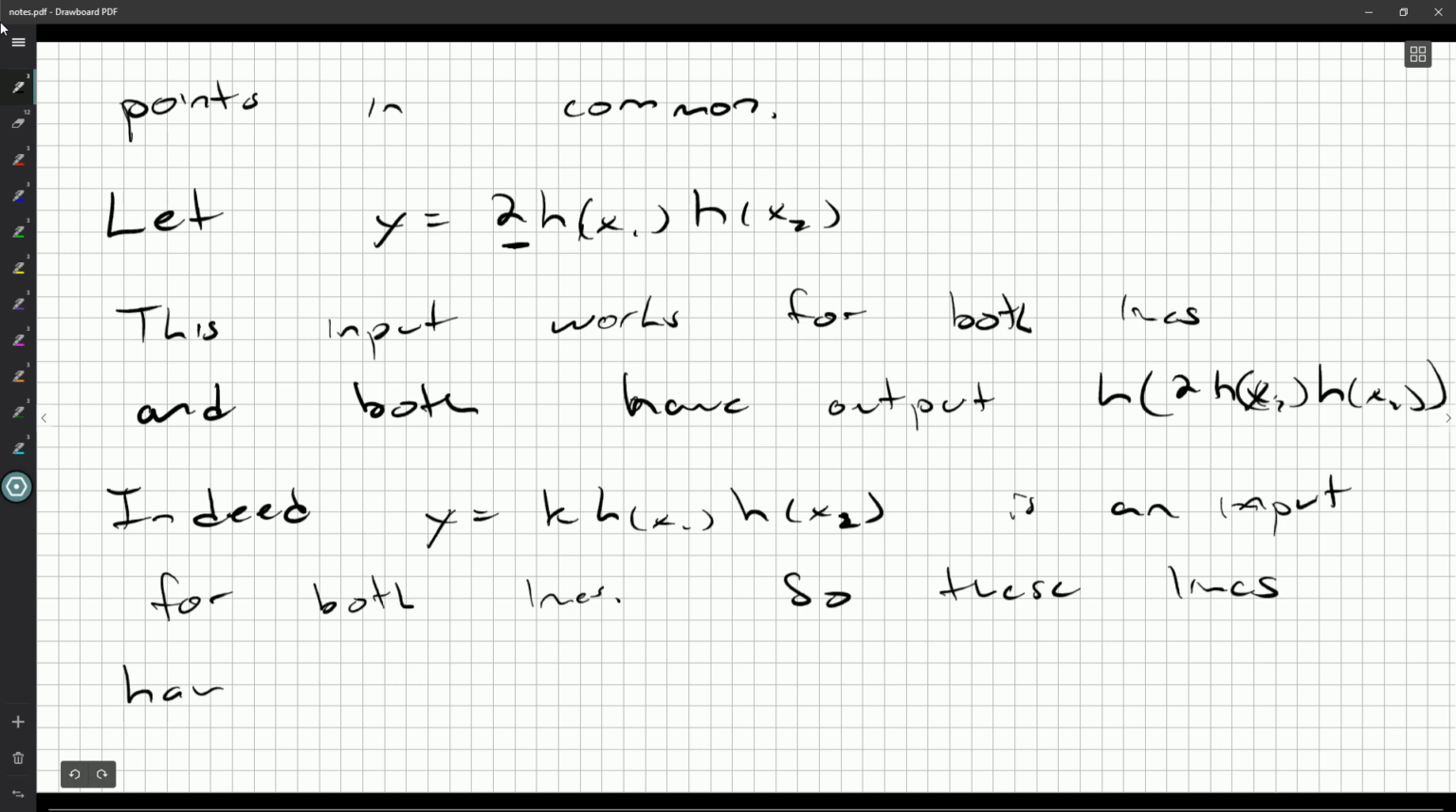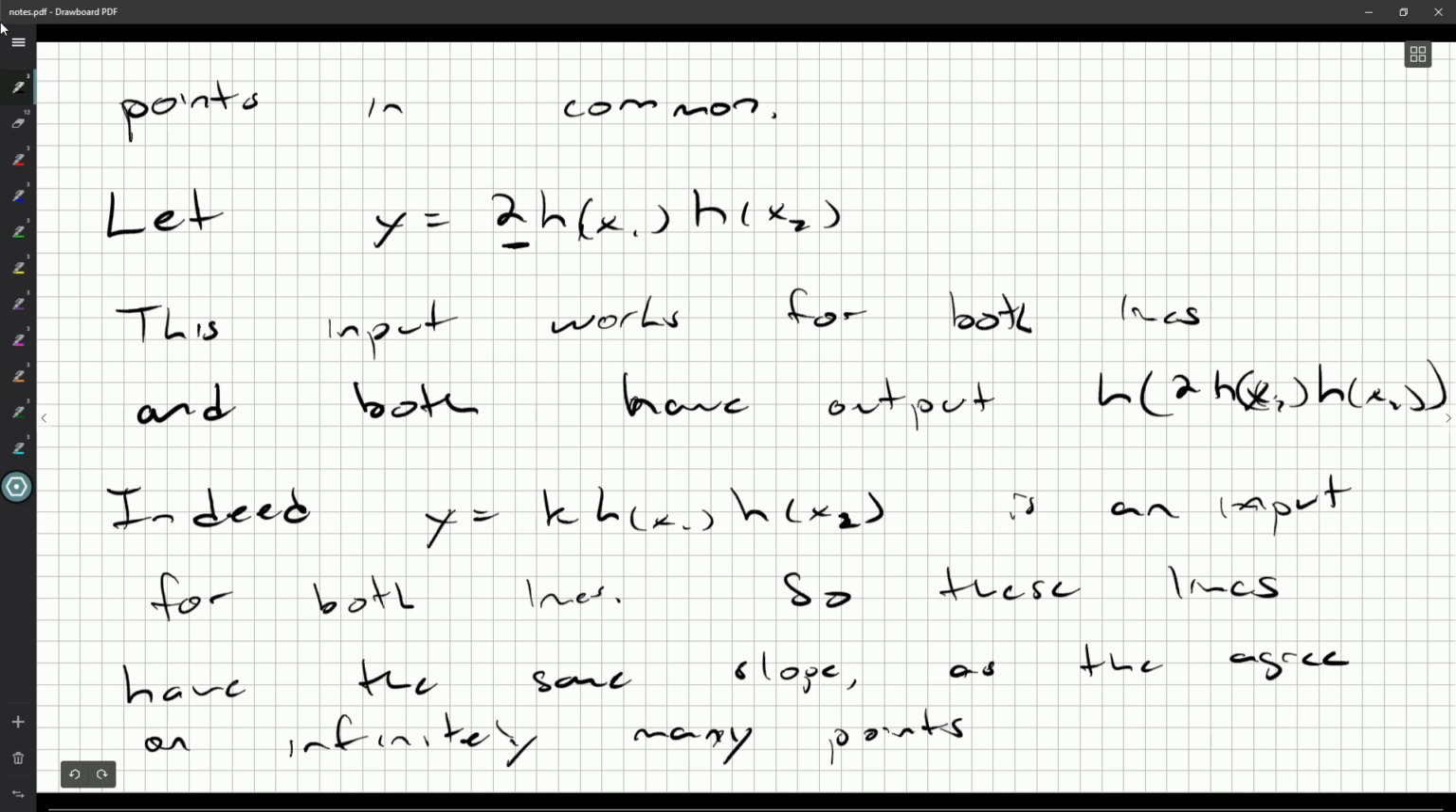So these lines here have the same slope, as they agree on infinitely many points. Doesn't need to just be 2, we'll say infinitely many points. But if you wanted to stick with the 2 points that we set up, just use 3 hx1, hx2. Okay. So our conclusion is, if they got the same slope, this must be true.